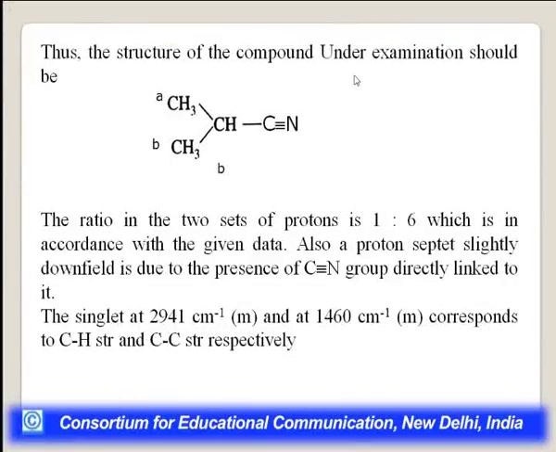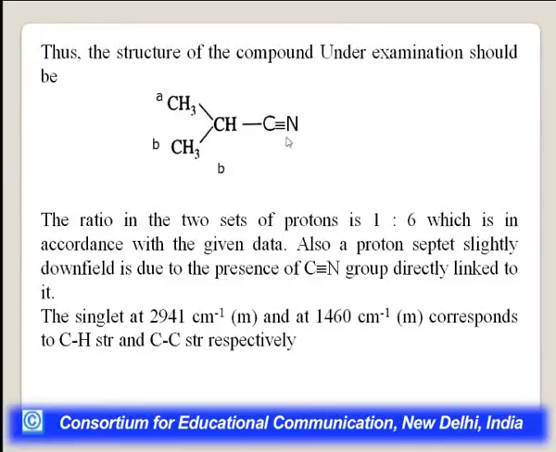Thus the structure of the compound under examination should be like this. The ratio of the 2 sets of protons is 1:6, which is in accordance with the given data. Also, the proton septet slightly downfield is due to this proton. It is downfield because of the presence of this C triple bond N, that is the cyanide group, directly linked to this proton.